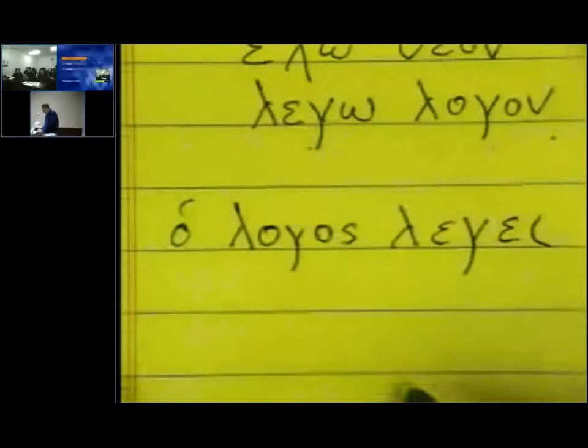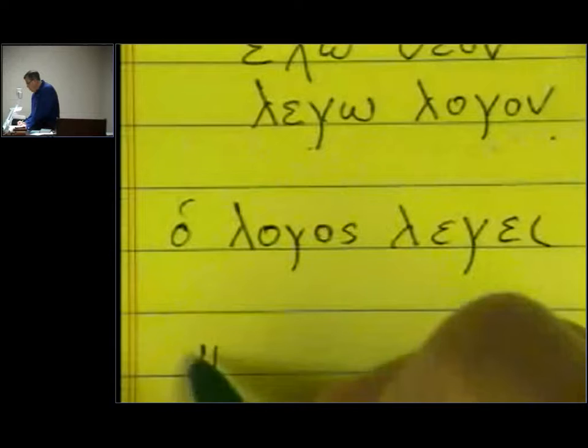Let's see here. Do you remember this word from our other lesson?